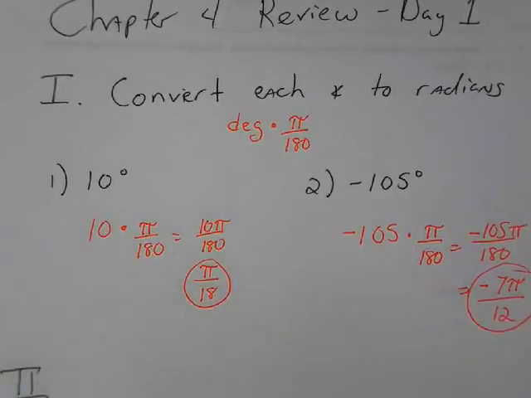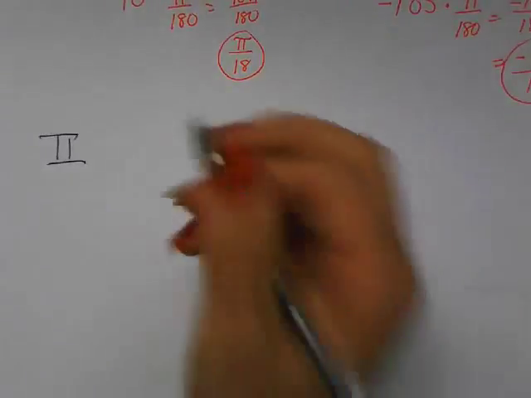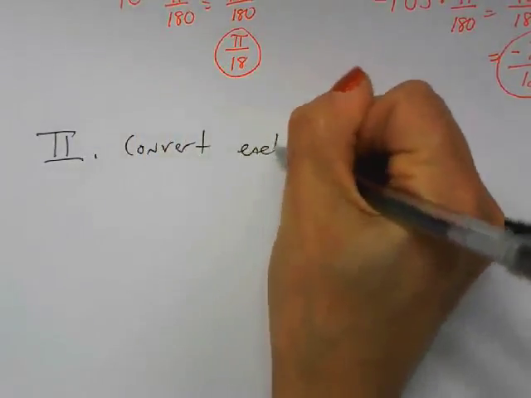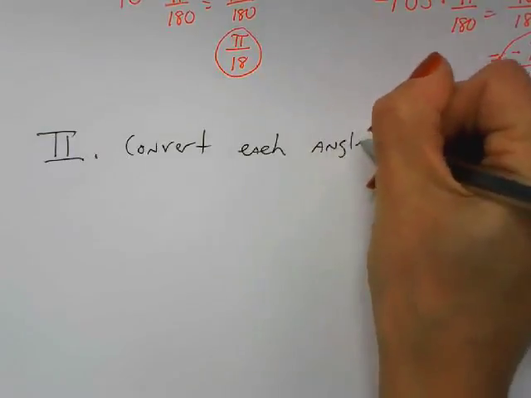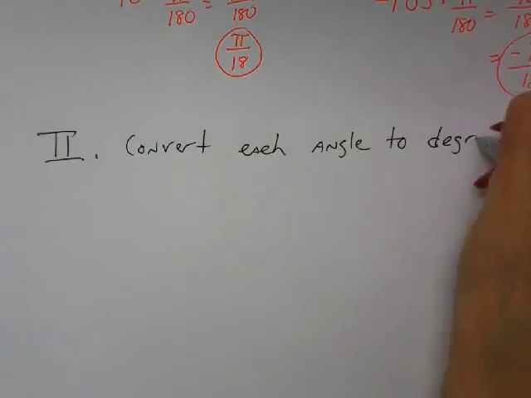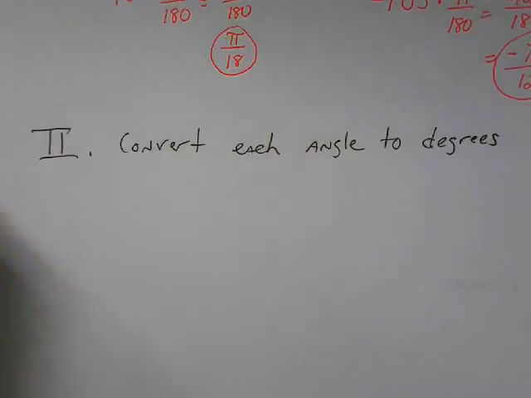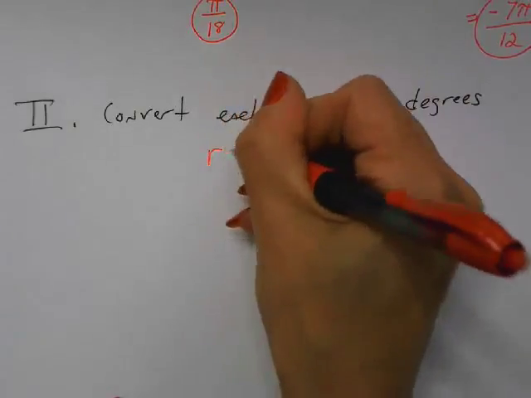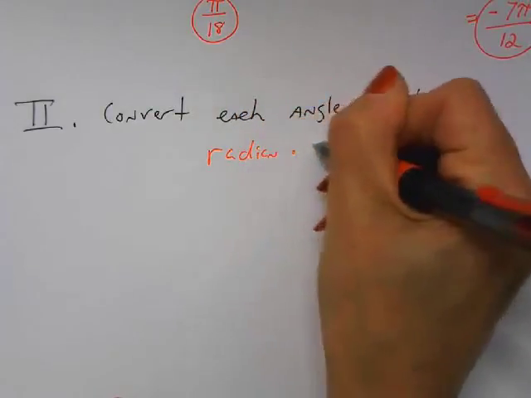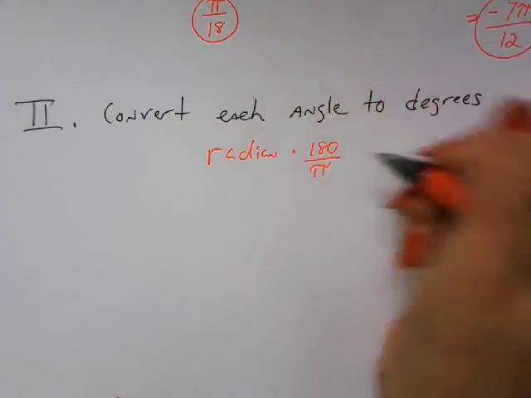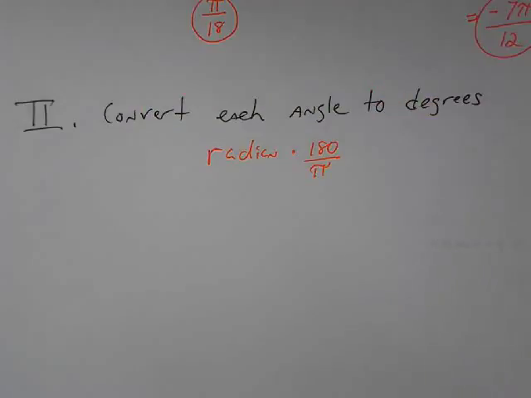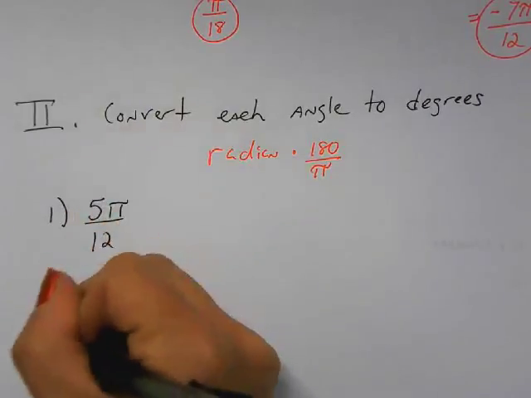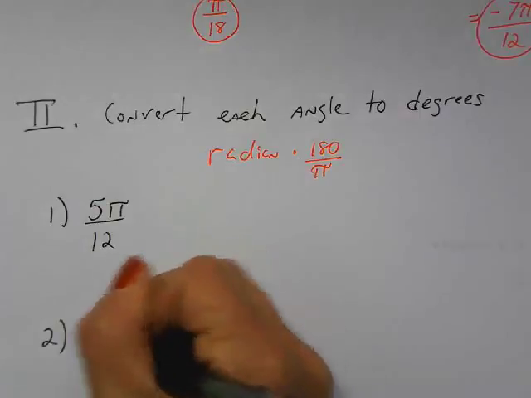Okay? Let's talk about how to go from radians to degrees. Okay? So convert each angle to degrees. Alright, so to get to degrees, I'm going to do radian times 180 over pi. So let's say I give you 5 pi over 12, and I give you negative 13 pi over 20.